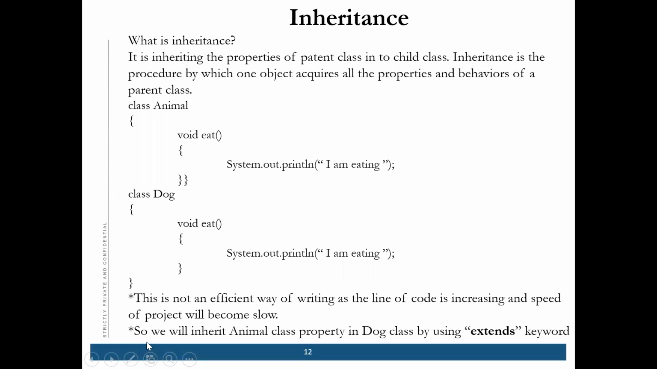So instead, we'll inherit the Animal class property in the Dog class by using the extends keyword. Extends is the keyword by which we can inherit the property of another class. We'll see how.